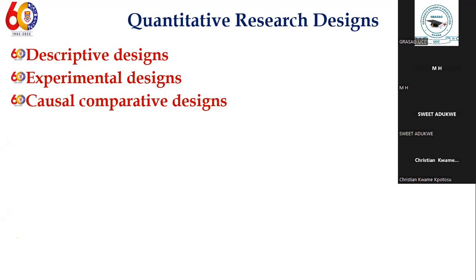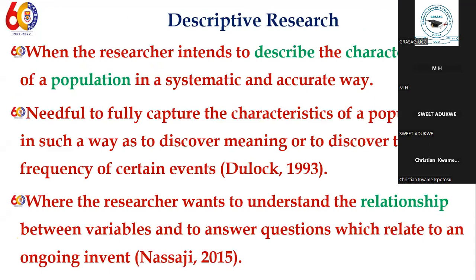Starting with the descriptive. In this case, we want to just look at a particular sample or a population. In some cases, your sample becomes the population. So we focus on this sample and want to see what are the characteristics of this population. How best can we accurately explain or describe these characteristics?